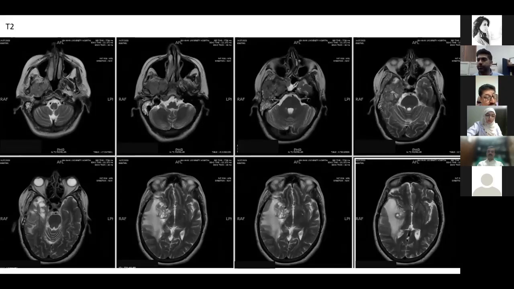Because the organ at risk is not only one; the brain itself is an organ at risk here. By increasing the doses, you increase the risk of radiation necrosis, and also this patient has a component of infratemporal fossa as well.